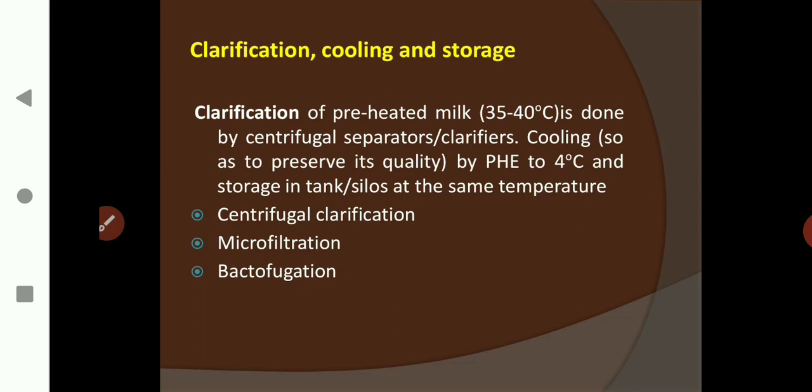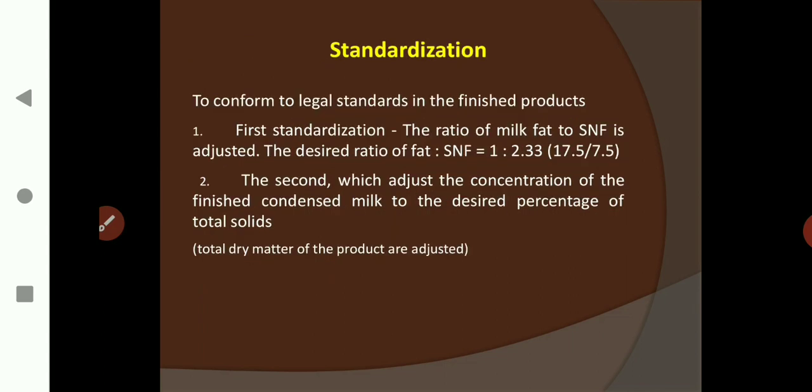Clarification, cooling, and storage. We use either centrifugal clarification, microfiltration, or bactofugation for evaporated milk. In modern plants with a large capacity, either microfiltration or bactofugation is done for milk intended for evaporated milk. Okay. Now the first standardization. Actually, there are two standardizations. You know it. It is almost the same as sweetened condensed milk. In sweetened condensed milk, we have 3 standardization steps. Here we have only 2.